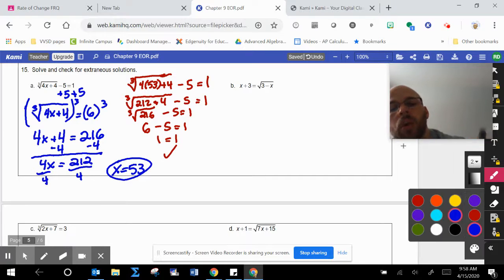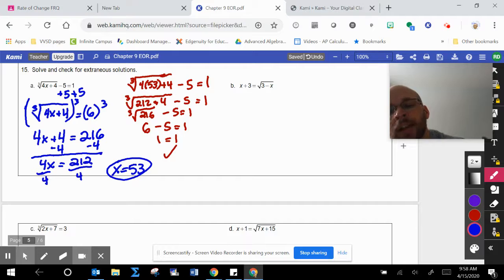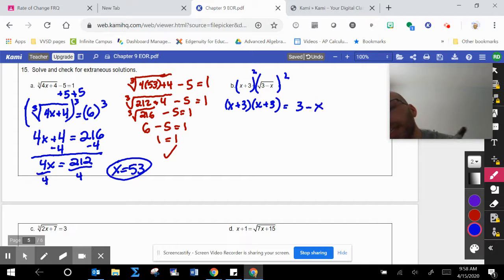Part B, we have the radical all by itself. So this was kind of like the last set in the video over this lesson. I want to square both sides. Now, when I square both sides, you have to be very careful because x plus 3 squared means I'm going to take x plus 3 and multiply it by itself. I need 2 of them equals. Now, when you square this radical, you are just using inverse operations. You just get the inside of that radical.